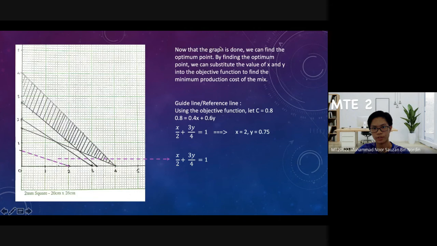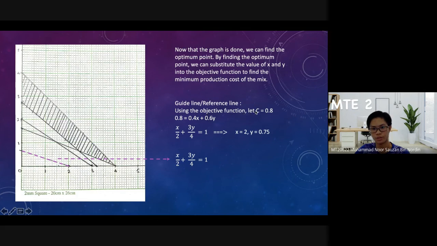Now that the graph is done, we can find the optimum point. By finding the optimum point, we can substitute the value of x and y into the objective function to find the minimum production cost of the mix. So we can use a guideline or reference line, and how we use a reference line is by using the objective function.